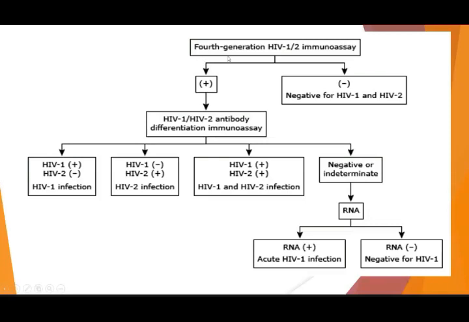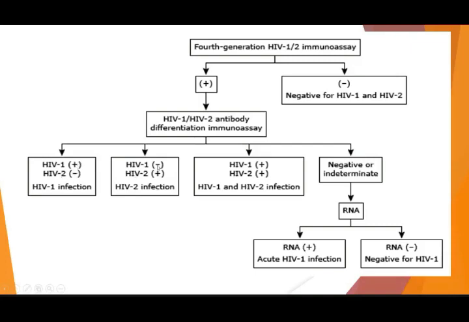Nowadays, we have reached the fourth generation immunoassay for the diagnosis of HIV infection. The first, the second, and the third generations are almost obsolete. These are very accurate tests. So if a patient is diagnosed immunoassay positive, we have to do the HIV1, HIV2 antibody differentiation immunoassay to differentiate whether the patient has HIV1 or HIV2.